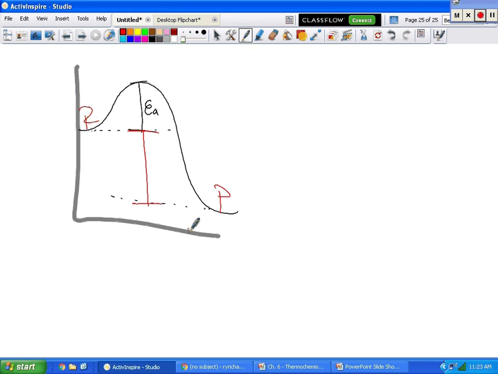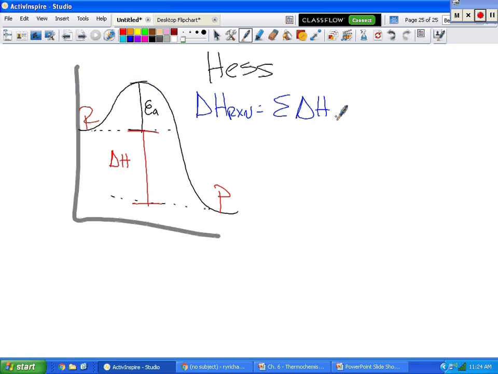Okay, remember this guy? What was his law? The sum of the delta H of the products minus the sum of the delta H of the reactants. So let me ask you something. If the reactant value starts right here, and the product ends right there, how do you find delta H? Take the difference of them, right?